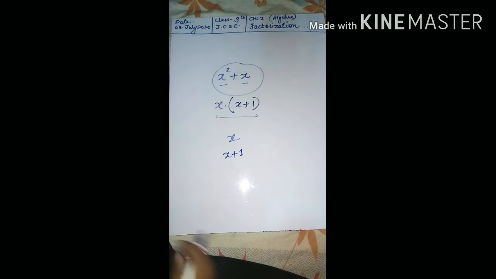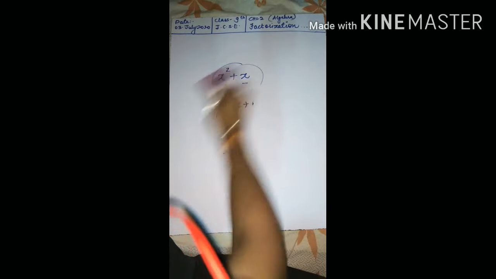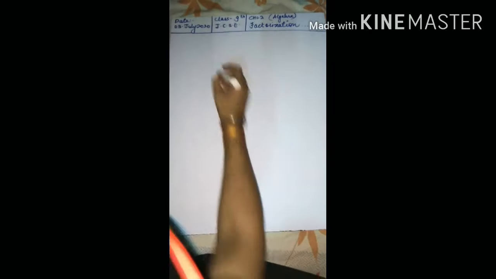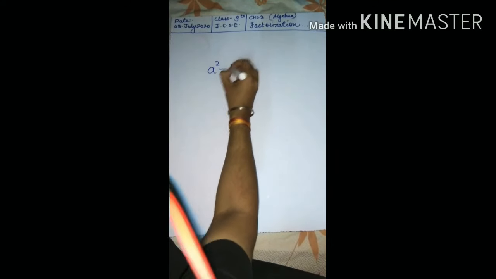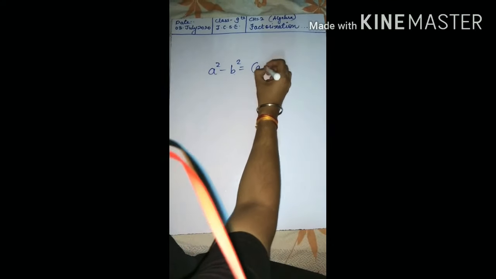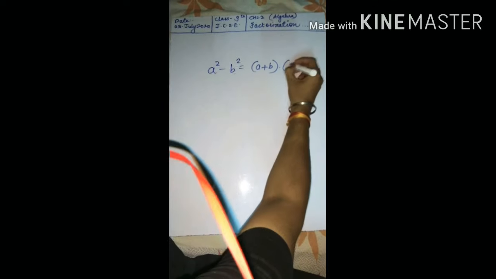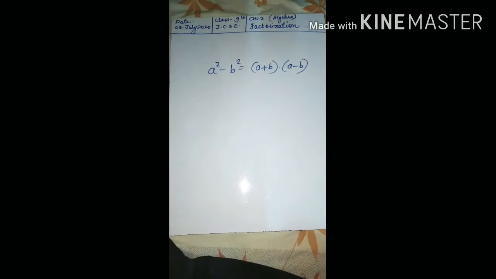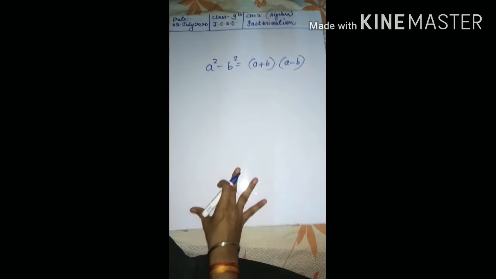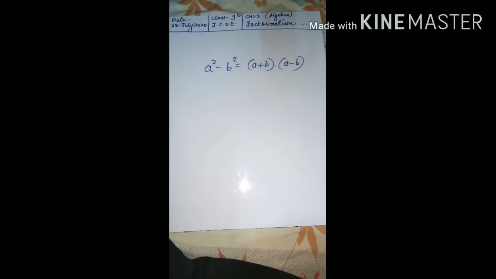Now there is one identity in the starting, that you again know: a square minus b square, which is a plus b into a minus b. This is a very common identity which you have to remember. And by using this, let us start our first exercise.